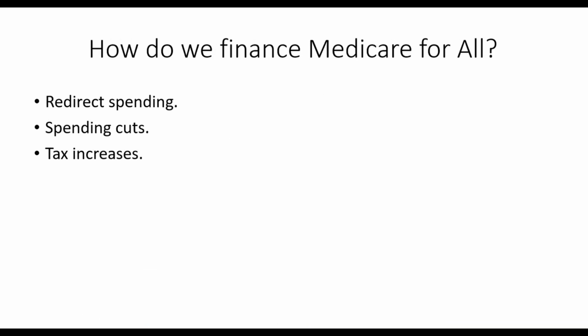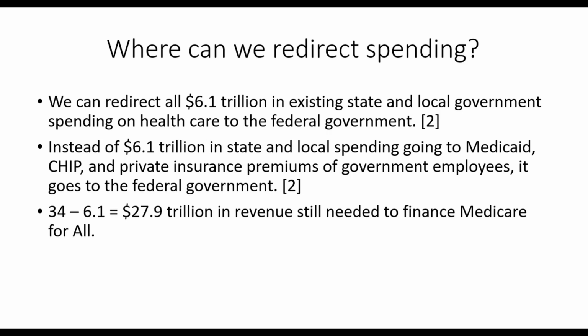So let's go ahead and go on. How do we finance Medicare for All? It's going to be three things really: redirecting spending, spending cuts, and tax increases. So where can we redirect spending? We can redirect all $6.1 trillion in existing state and local government spending on healthcare to the federal government. That is a lot of money. Instead of $6.1 trillion in state and local spending going to Medicaid, CHIP, and private insurance premiums of government employees, it'll go towards the federal government. So the federal government can use this revenue for Medicare for All, essentially.